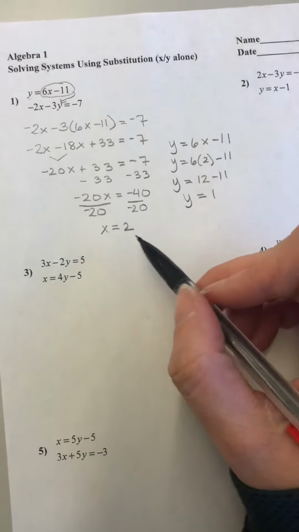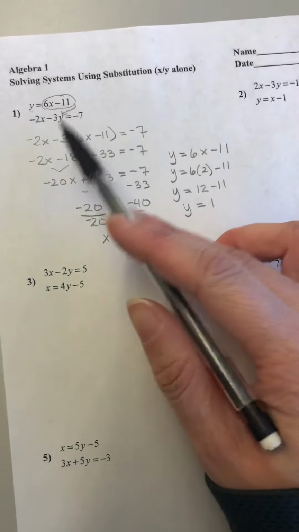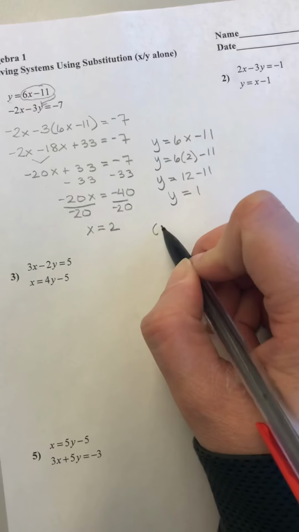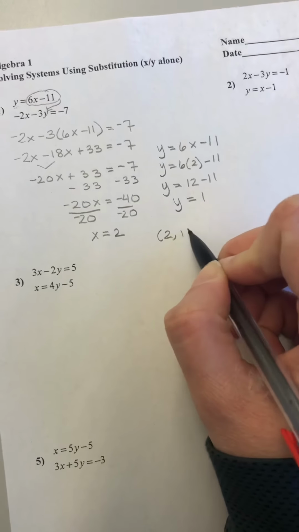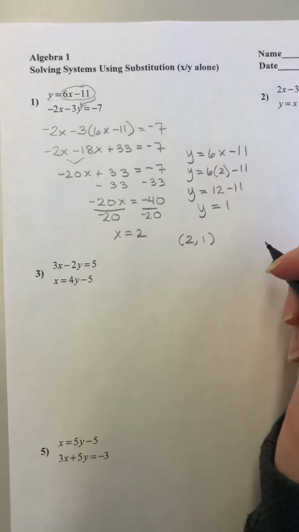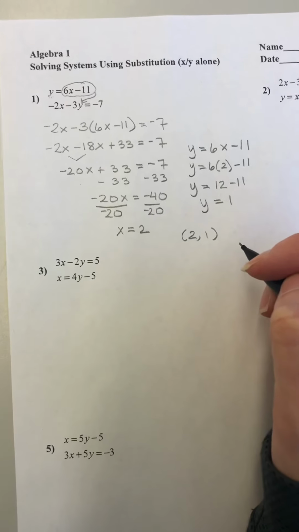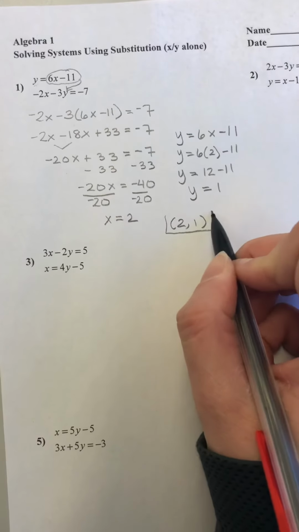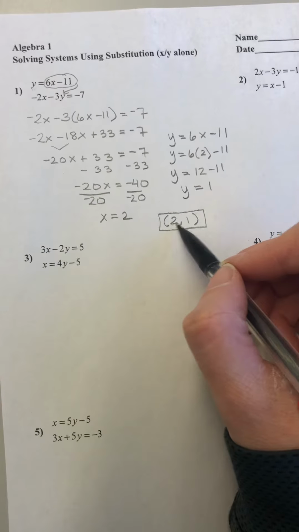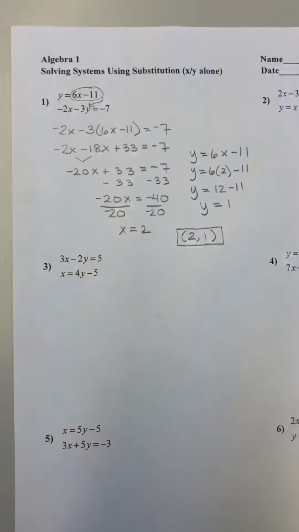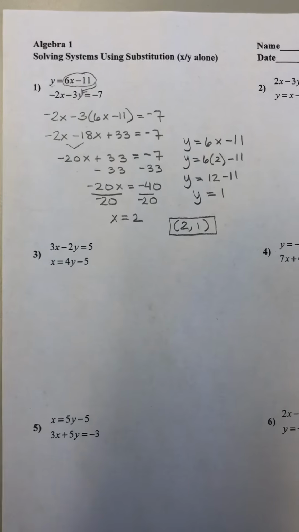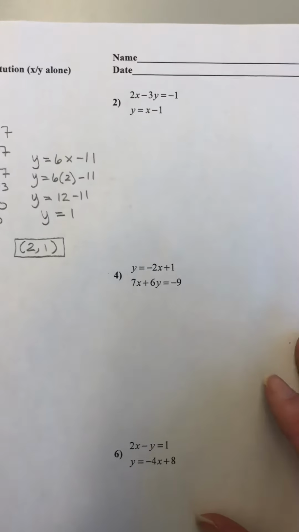Now that I know the x and the y that will make both equations true, I'm just going to write it as a point, 2, 1. Graphically, that's where the two lines intersect. Algebraically, if I plug in that x is 2 and y is 1, it's going to make both of these equations true. So let's take a look at another problem.